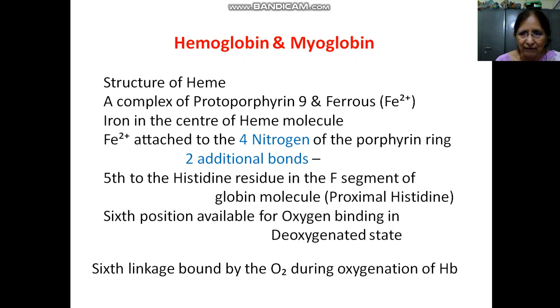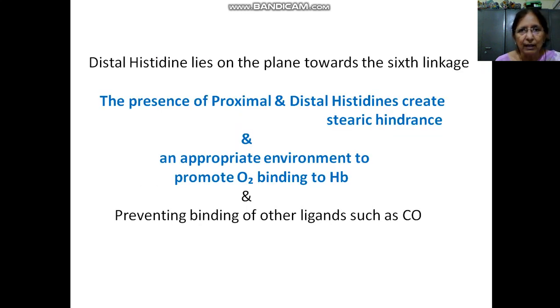It is available for oxygen in the deoxygenated form, and when oxygen binds to the hemoglobin, it attaches at the 6th position. So these histidines, distal and proximal, both provide an appropriate environment to promote oxygen binding to hemoglobin.